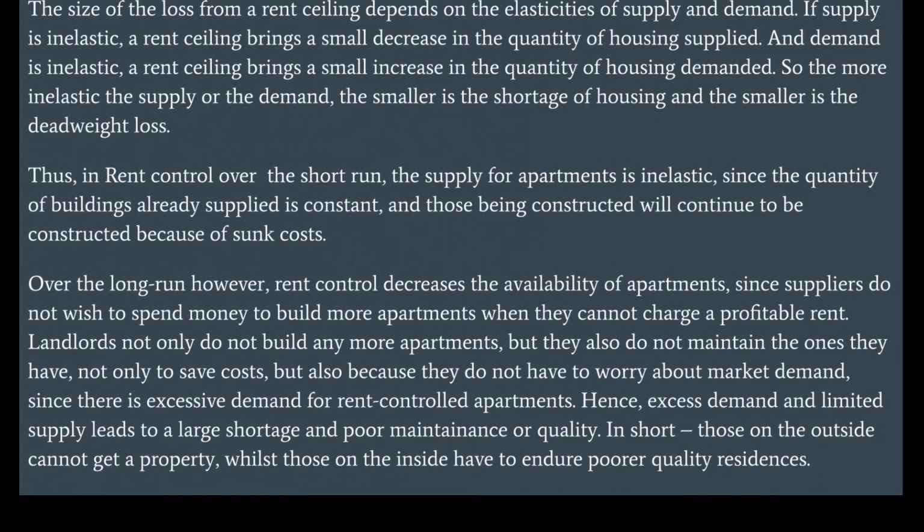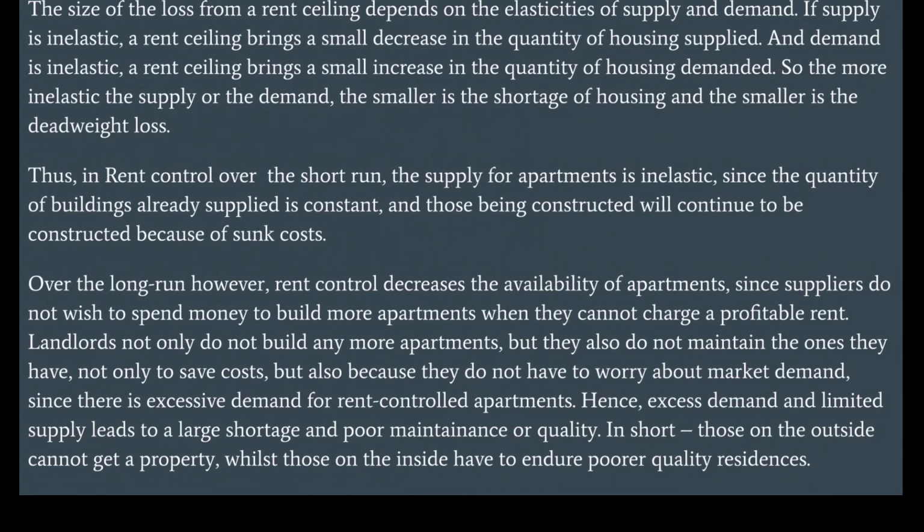Thus, in rent control over the short run, the supply of apartments is inelastic since the quantity of buildings already supplied is constant and those being constructed will be completed because of sunk costs. Over the long run, however, rent control decreases the availability of apartments since suppliers do not wish to spend money to build more apartments when they cannot charge a profitable rent.